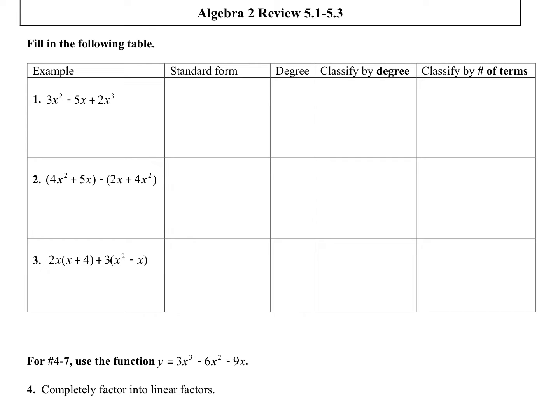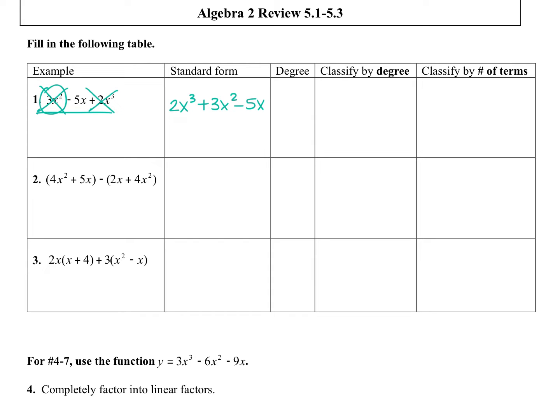When you write something in standard form, what do you got to do? Exponents in what order? Descending order, right? So the biggest one's first. If I take this information and put it into standard form, what comes first? 2x cubed, that's my biggest exponent. So we're done with that one. This is going to be a positive 3x squared, so plus 3x squared, and then minus 5x. So that's your standard form.